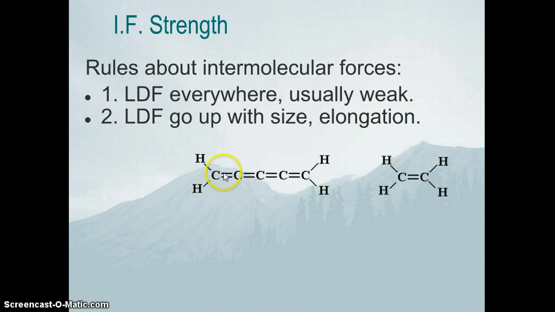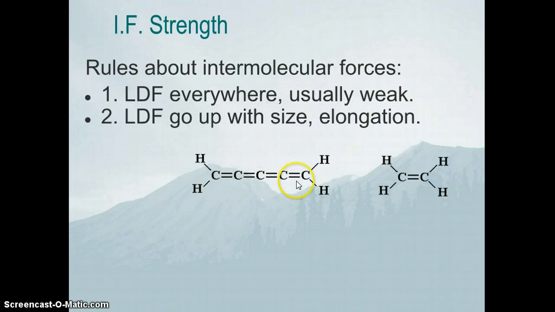This has no dipole moment because these are all linear. If you go back to how you measure dipole moments, both of these have no dipole moment. But this molecule will have greater polarizability. Because remember what polarizability is: it's how often and how easy it is for there to be a temporary charge unevenness.